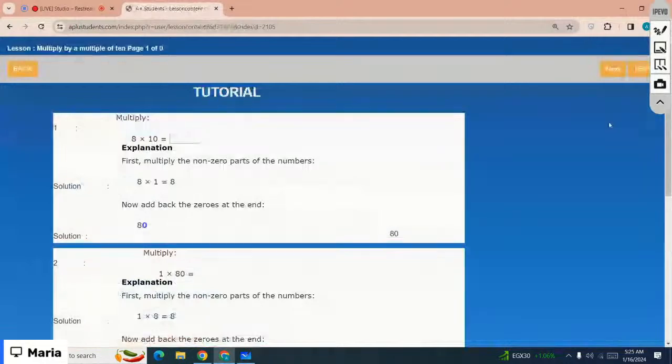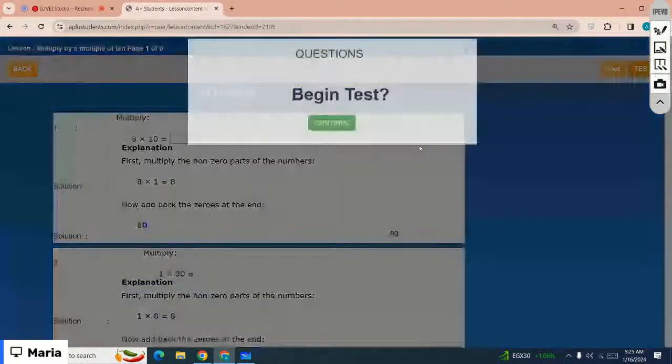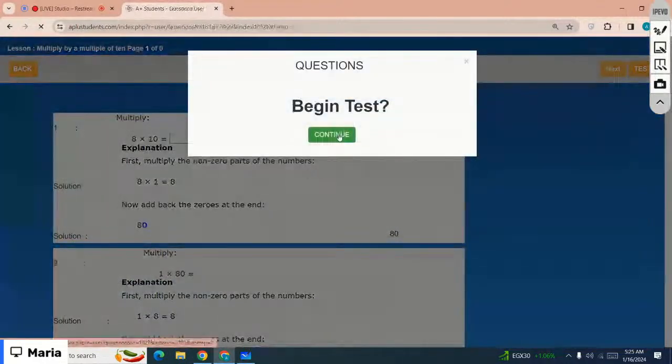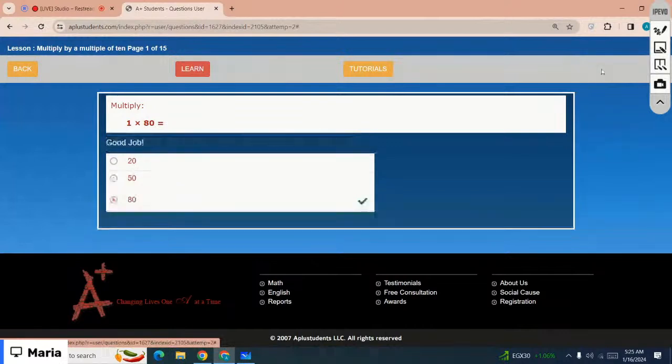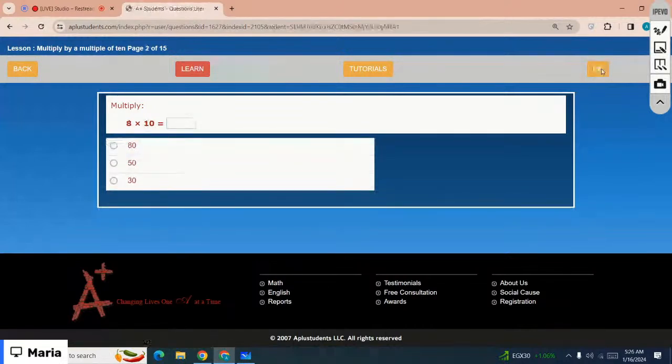Multiply by a multiple of 10. So basically, how do we multiply by 10? Like 80 times 1. Whenever you multiply a number by 1, the answer is that number. 80 times 1 is 80. The correct option is 80. When you multiply any number by 1, the answer is exactly the same number.